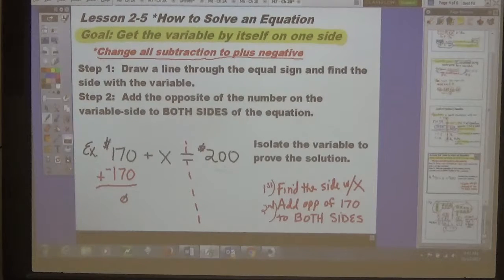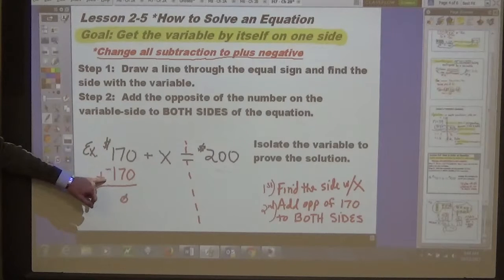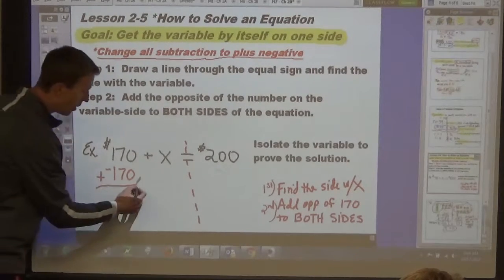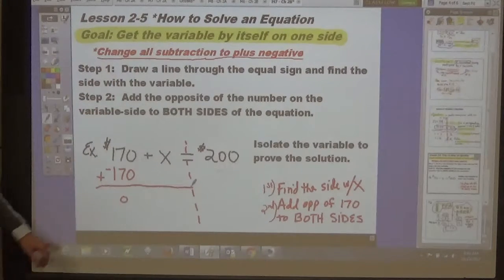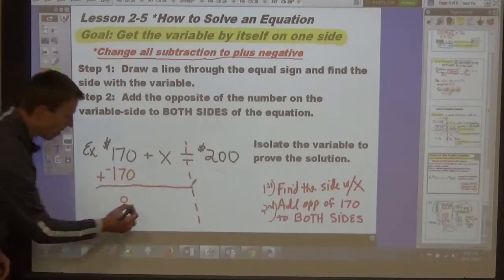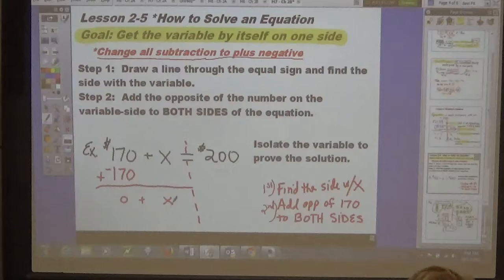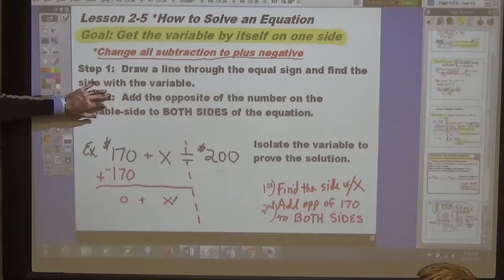Okay? So that's the first thing you should write down is plus negative 170 equals 0. Okay? Now, what do you have left on this side of the equation? We have 0. We have 0 plus x. Okay? You don't want to have to do a little extra practice, do you? Alright, then focus up here.